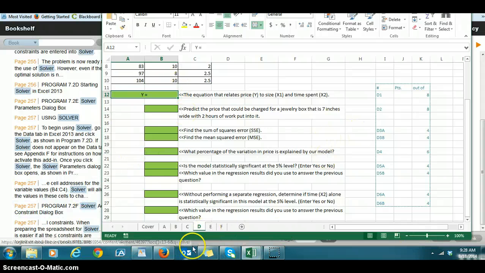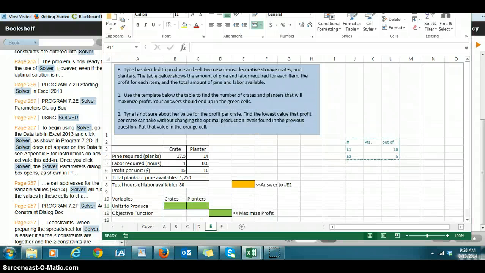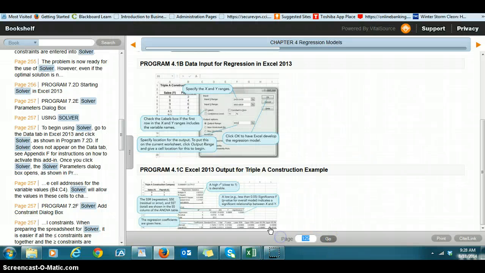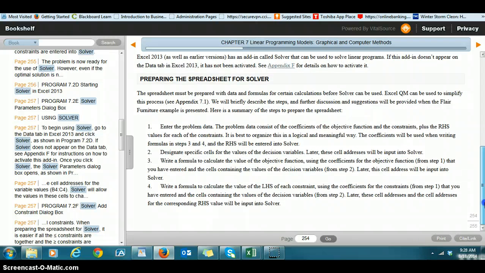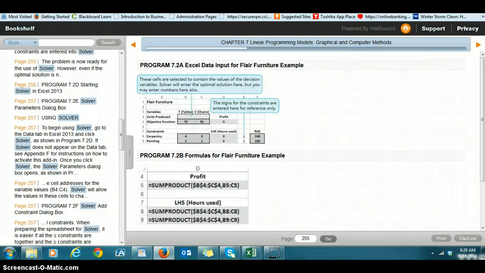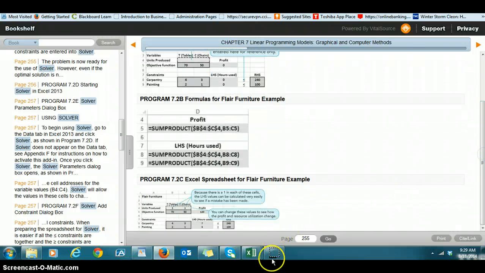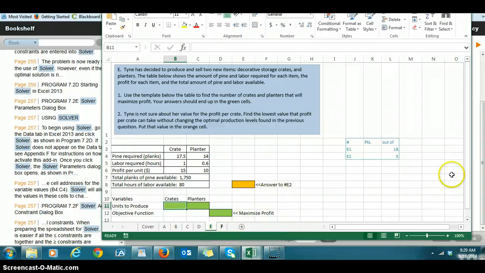And then these last two problems, E and F, are both problems using the solver tool. So the solver tool is what we worked on last week, and that information is in chapter 7. So you're going to skip up to about pages 254 and beyond. And this is going to talk to you about how to use Excel for solver. So you can refresh on that. It was just from last week. And this will allow you to complete problems E and F.